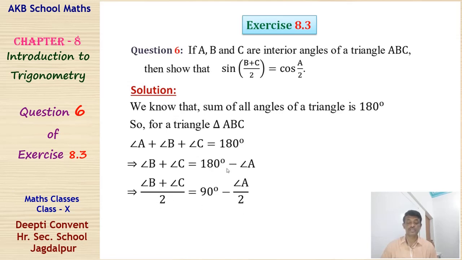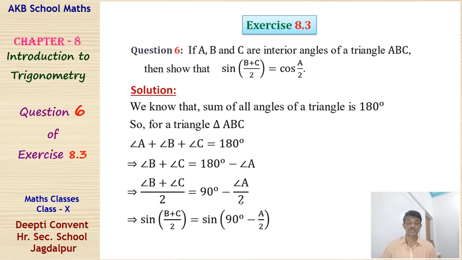Now these two angles are equal, so we can take their ratio also equal. So take sine on both sides. Sine of this angle equals sine of this angle. Now here, sin((B + C)/2) on the left side, and sin(90 minus A/2) on the right side.